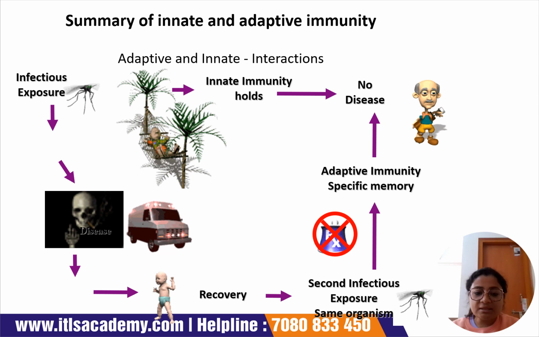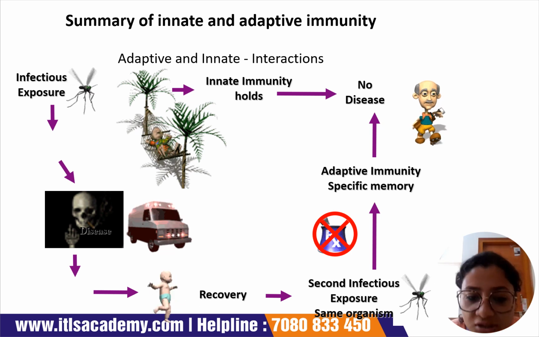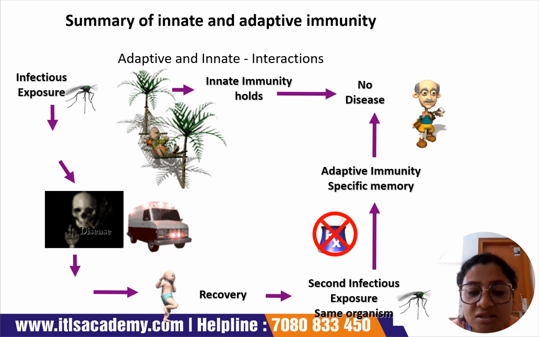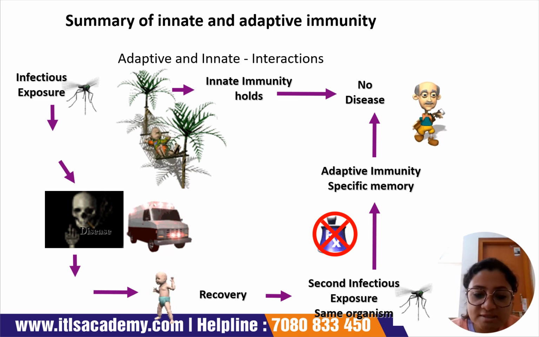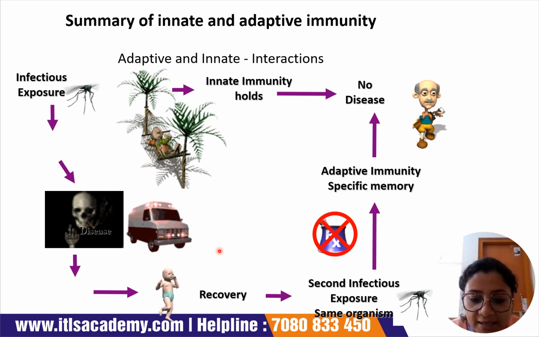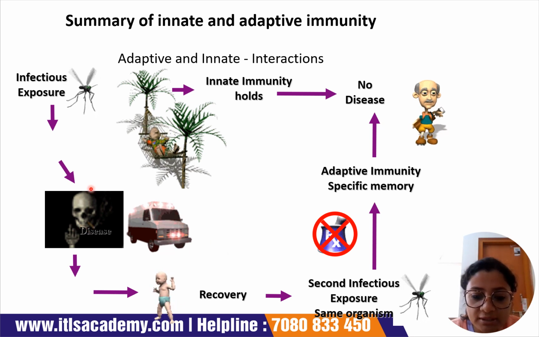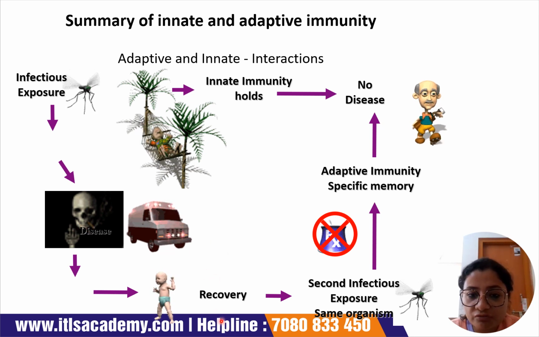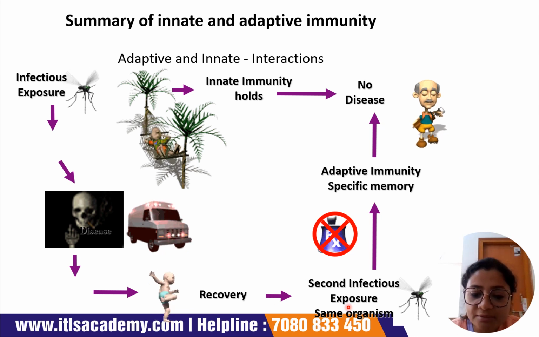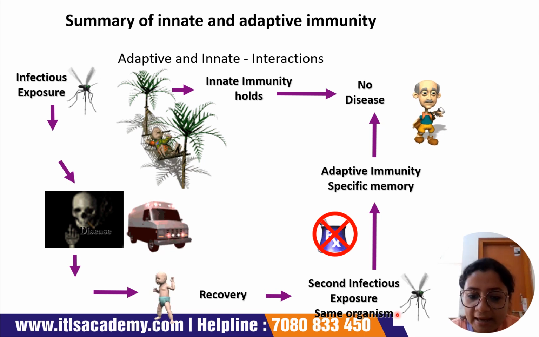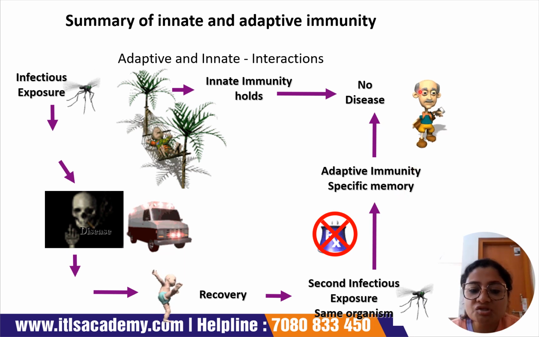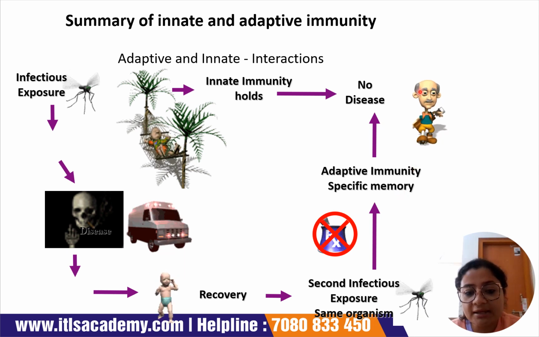Okay. So again, this is a nice diagrammatic representation of how the adaptive and innate immune systems are actually reacting with each other. Okay, so if there is an infectious exposure, the person needs to be hospitalized. So either that person will die or that person will recover. If the person recovers, and again there is a chance that that person will contract that disease for the second time, in that case the adaptive immunity will be there. It will be developing a specific memory. As a result, the person will no longer develop that disease.